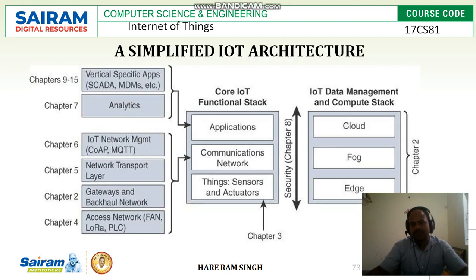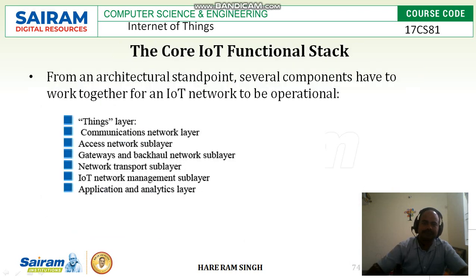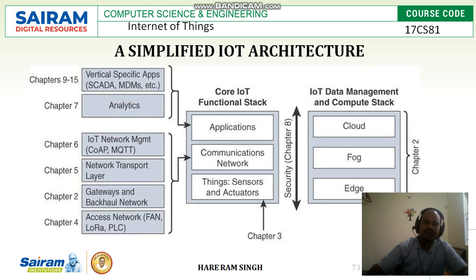Here in the given diagram of simplified IoT architecture, you can see that this is the core IoT functional stack, which has three layers: applications layer, communication network layer, and things layer. Okay, so we'll be discussing this core IoT functional stack. So let us go. In the core of the IoT functional stack, the first layer is called the things, which is sensors and actuators.